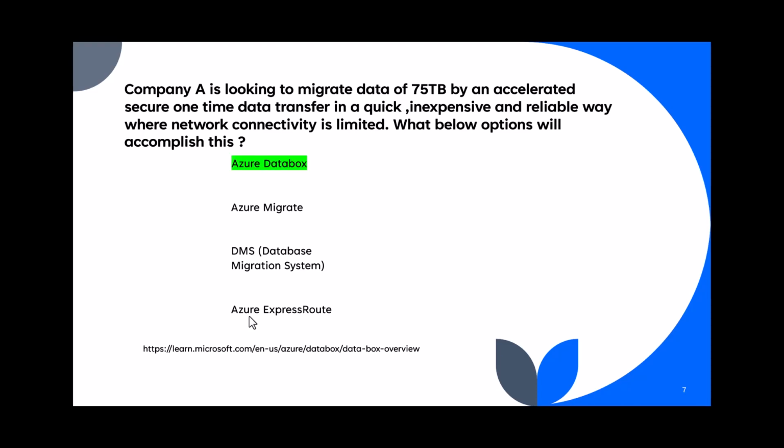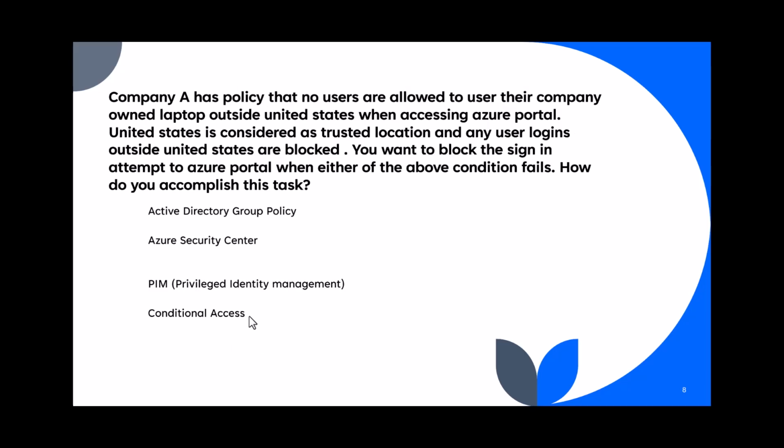Azure Data Box. So with Azure Data Box, you can migrate a large amount of data. 75 terabytes is a very big amount of data, and it is also saying one time. So it's like a box. You can actually transfer the data into that data box, and you can ship it to one of the Azure regions, and they will transfer the data. So it's a one-time transfer where the network connectivity is limited. Going back to the next question.